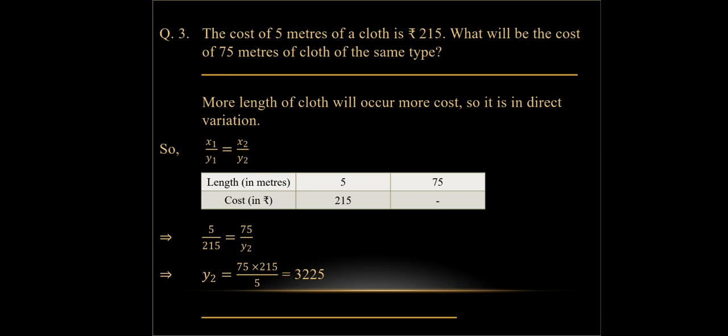3225. By cross multiplying, 75 into 215 upon 5. Cross multiply means you are multiplying the left hand side's numerator value by the right hand side's denominator value, and that would be equal to the left hand side's denominator value multiplied by the right hand side's numerator value. So it means the cost of 75 meters of cloth is rupee 3225. Now in the next question number 4.